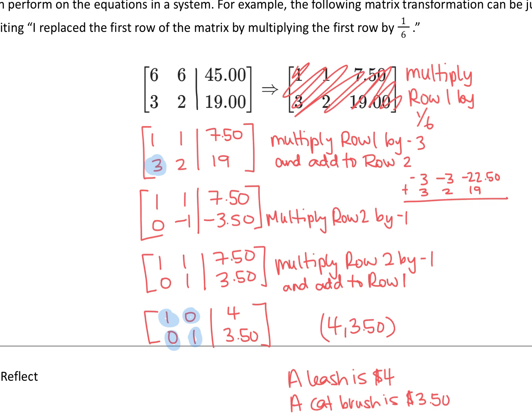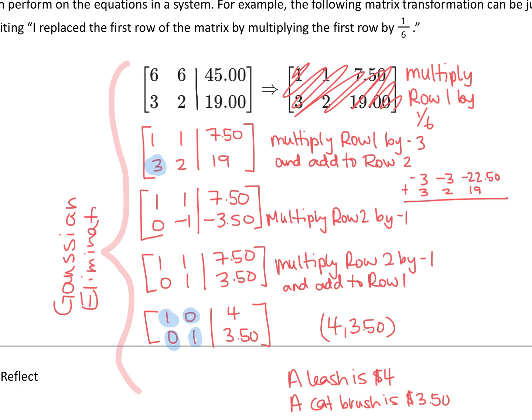This whole process here actually has a name when we use row operations. This is called Gaussian elimination, which is a great name for it, right? Because it uses the ideas that we learned when we were doing elimination earlier in this unit. So this is called Gaussian elimination, this whole process. Okay. All right, let's go ahead and try another one.